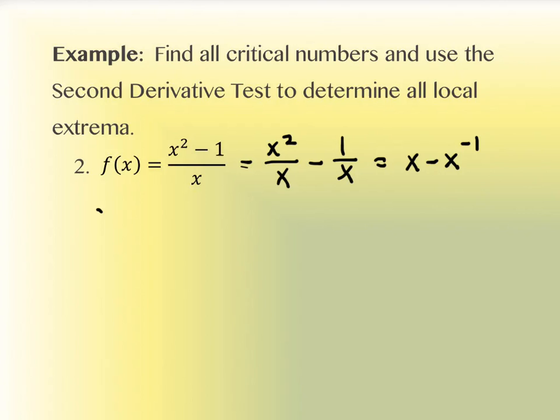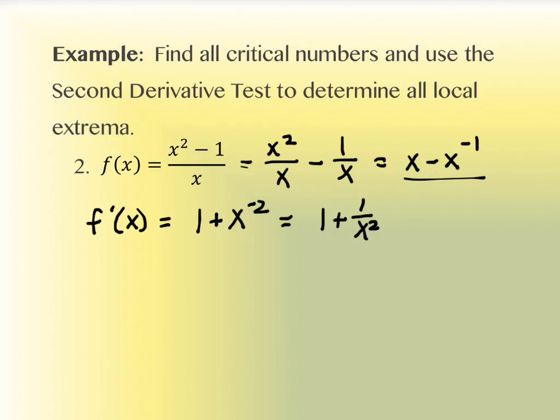How about you? What's the derivative of that new version of our function over here? 1 minus x to the -2. Okay, so the 1 will end up being plus, right? Plus x to the -2 because we bring that -1 exponent down. Another version of that would look like 1 plus 1 over x squared.